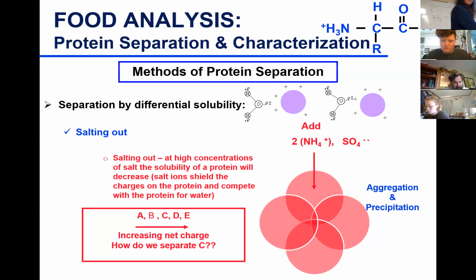Anastasia. Yeah, say that again. You slowly add the salt. Yes, so this is kind of the crude way. What Anastasia means by slowly adding the salt.